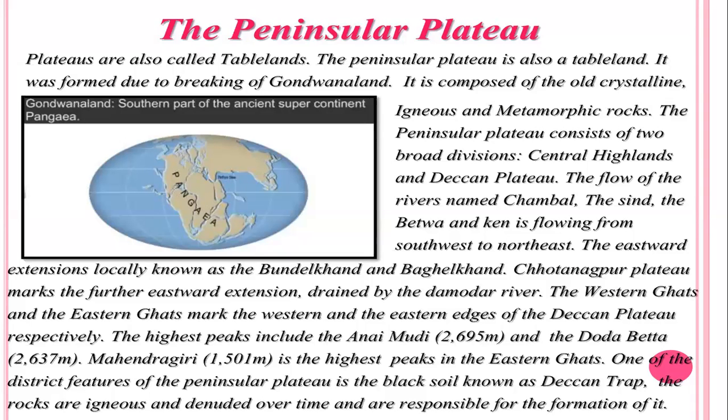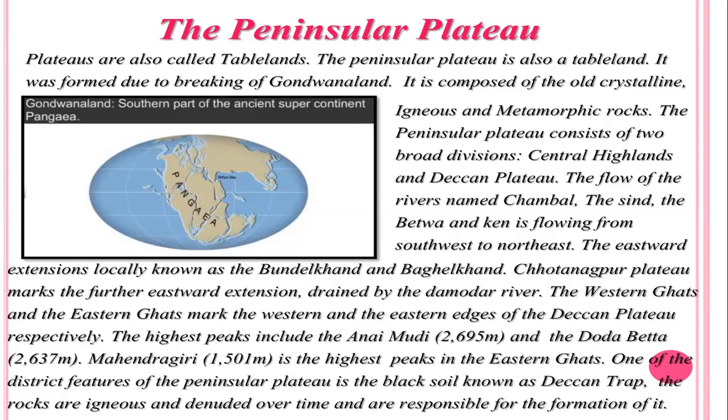The Peninsula Plateaus are also called tablelands. So the Peninsula Plateau is also a tableland. It was formed due to the breaking of Gondwana land. It is composed of old crystalline, igneous, and metamorphic rocks. The Peninsula Plateau consists of two broad divisions: the Central Highlands and the Deccan Plateau.